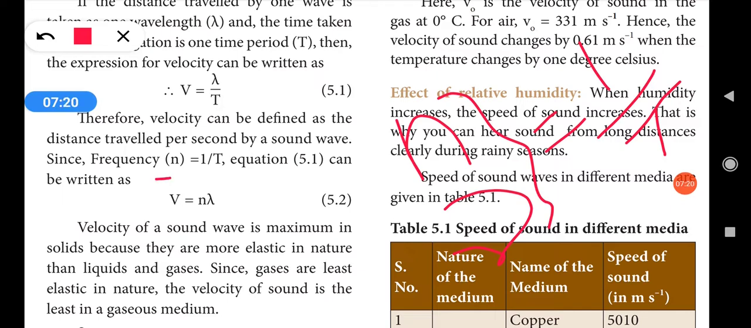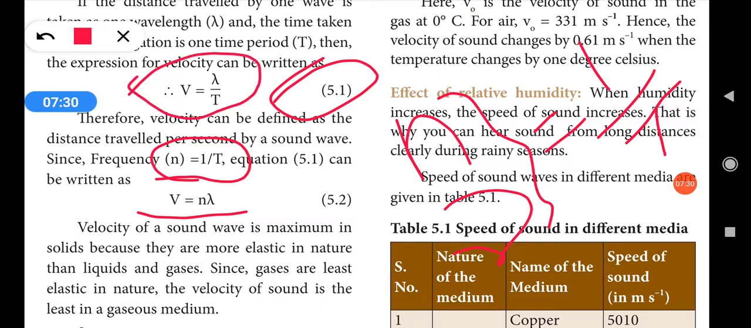So if you substitute this in equation 5.1, instead of this it can be written as 1 by T into lambda. Instead of 1 by T we can substitute n. Therefore v becomes n lambda. So v is equal to n lambda.